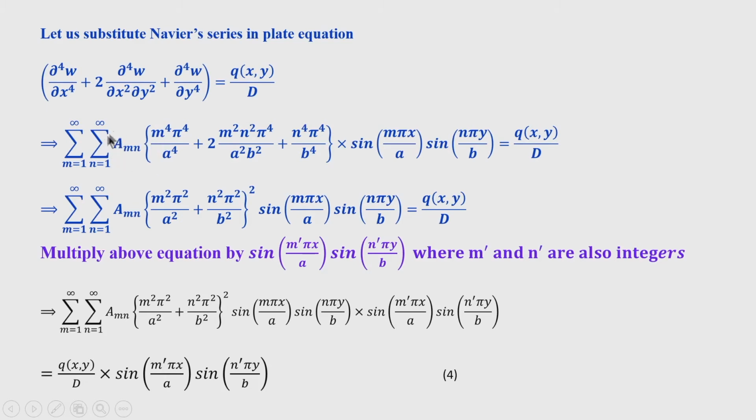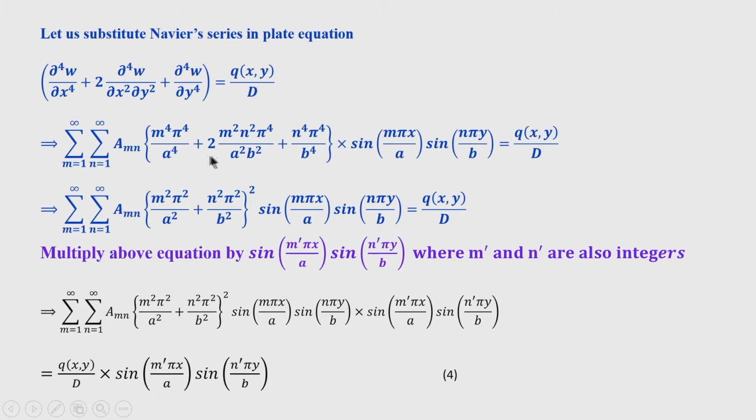So, a_mn can be found by expressing the load q(x,y) as a Fourier series, and then taking a general term and comparing the coefficients of like terms, we can find a_mn. So, I will illustrate the process from first principles.